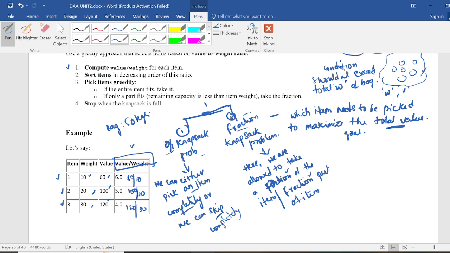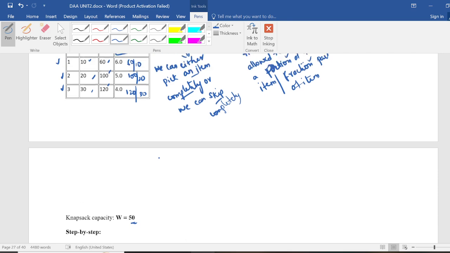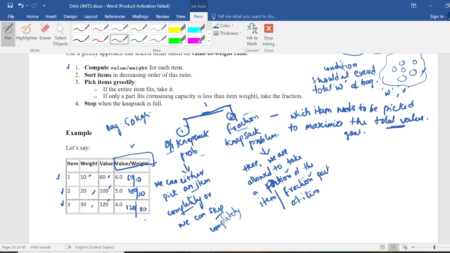Now, we will sort the items in descending order of the V by W ratio. As per the descending order, we get items 1, 2, 3 itself, because the values are 6, 5 and 4. We have sorted according to descending order, so the second step is also done. Third, pick items greedily. If the entire item fits, take it, as in 0-1 knapsack. If only a part fits, then take the fraction.